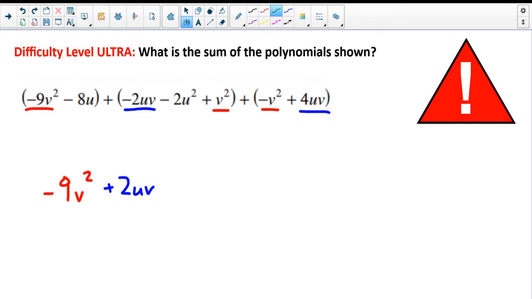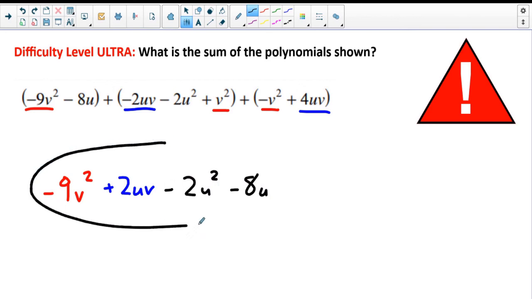And then the last two, it looks like we can't really combine these. This is a U term, this is a U squared, so we really can't combine those. I'm just going to bring those down. This would be negative 2U squared, and this would be negative 8U. So again, can't combine these, they're different terms. This is a U squared, that one's a U, you can't put them together. All right, that's pretty much it.